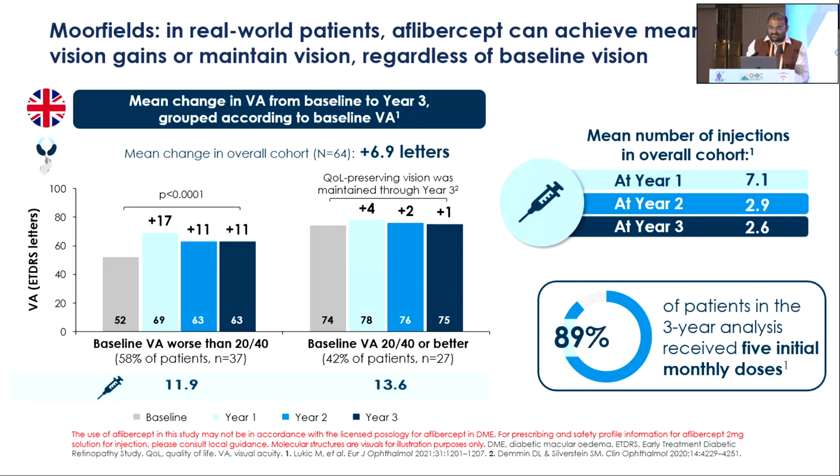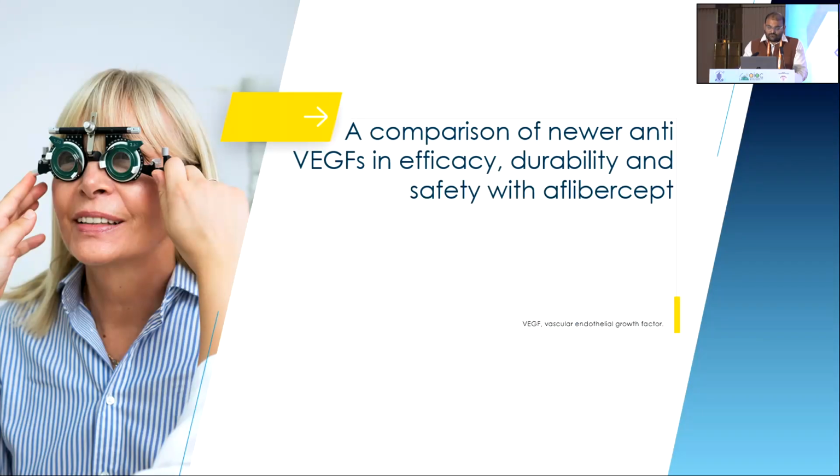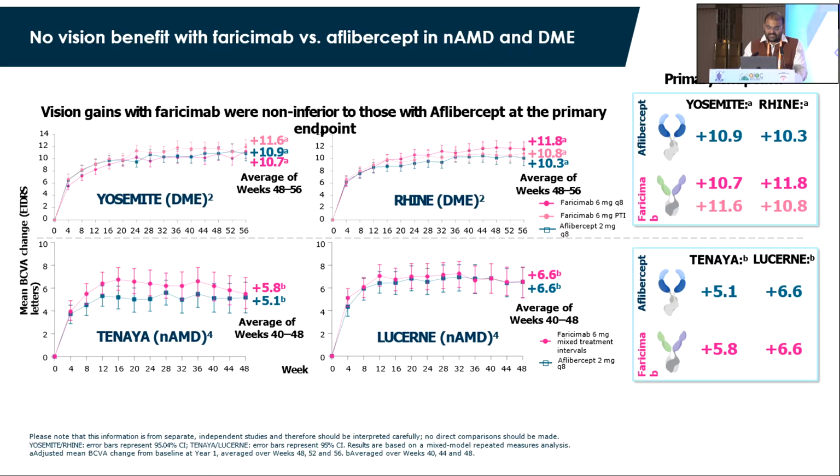In Moorfields, the real-world experience, the patients from the cohort presenting with visual acuity less than 20/40 had, in year 1, a gain of 17 letters. In year 2 and year 3, it was plus 11 letters gain. But the point to note is that in year 2 and year 3, there was a drastically reduced number of injections in comparison to year 1, with 7.1 injections given in year 1, and 2.9 and 2.6 in year 2 and 3, respectively.